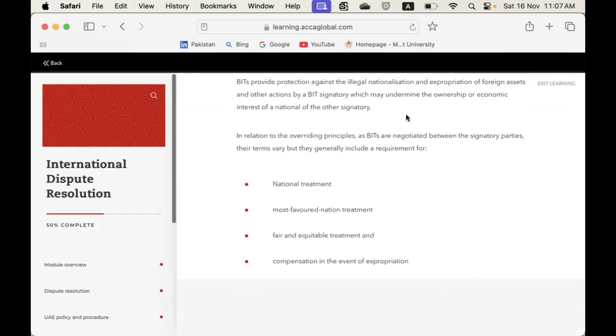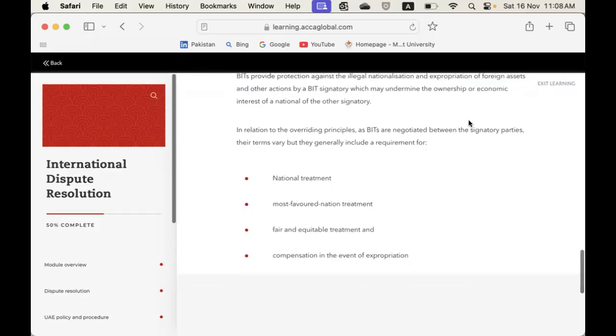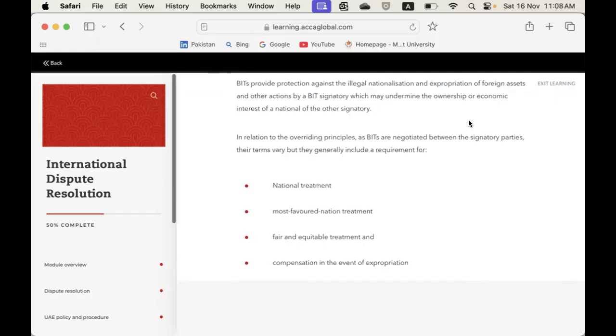BITs provide protection against the illegal nationalization and expropriation of foreign assets and other actions by a BIT signatory. So you see expropriation of foreign assets or illegal nationalization. In some countries, for example, I can remember in Pakistan, there was a nationalization that happened in the 1970s, I believe, where the private sector major companies were nationalized. That kind of crushed the economy, and a lot of investment went out of Pakistan. The same thing has happened in other countries of the world as well. A foreign investor's assets in the other country can also be expropriated by an action of the government. So these investment treaties provide protection against that.